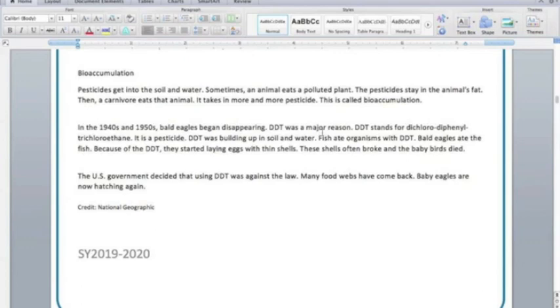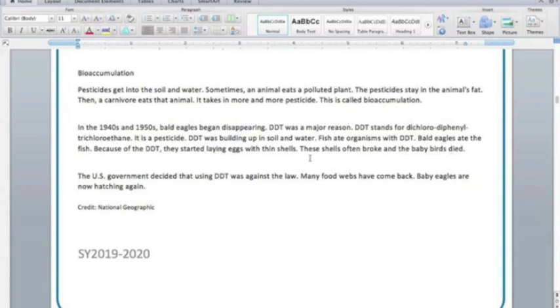DDT was a major reason. DDT stands for dichloro-diphenyl-trichloroethane. It is a pesticide. DDT was building up in the soil and water. Fish ate organisms with DDT. Bald eagles ate the fish. Because of the DDT, they started laying eggs with thin shells. These shells often broke and the baby birds died.